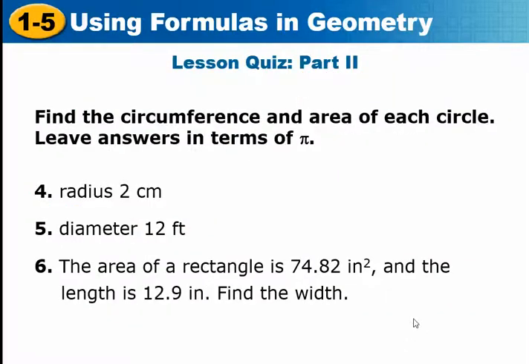Okay, now let's do a little bit of work with circles here. In number 4, you're going to find the circumference and the area. And the same thing for these ones. Do note that in number 5, the diameter is 12, which means the radius will be 6. You'll need that for the area. So do number 4 and 5, and then we'll do number 6 together.